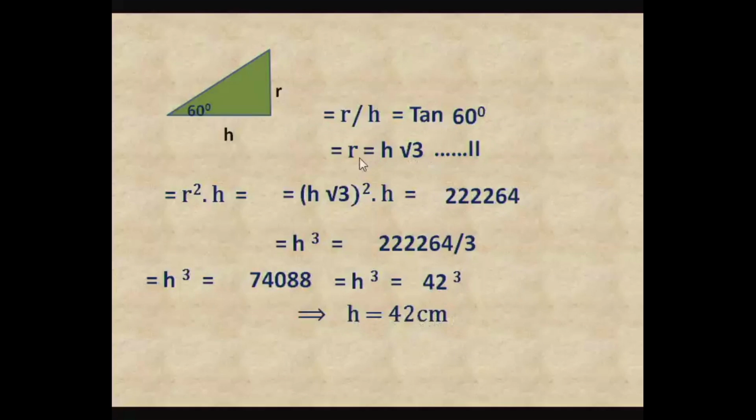Now, R I had as h root 3. If I substitute this height in this equation 2, I get R is equal to 42 root 3 meters. My dear children, I think you understood these problems very well.